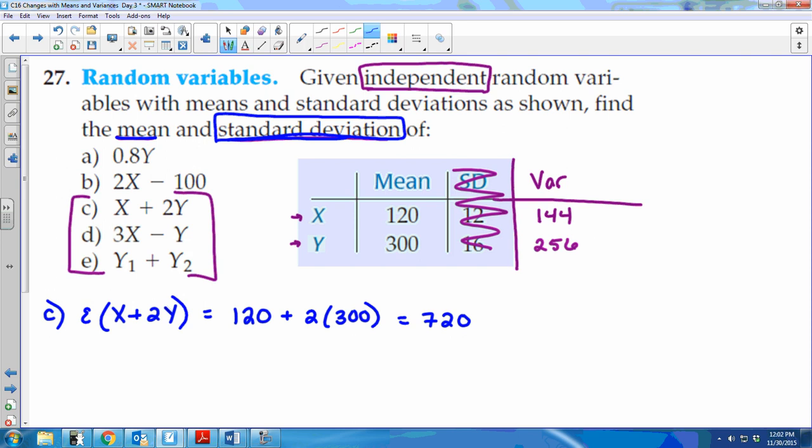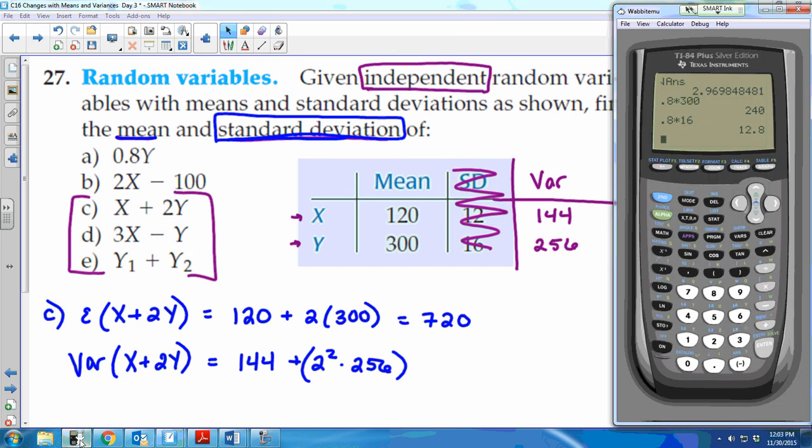But again, we can't combine standard deviation. So we'll have to do the variance of x plus 2y. So what's the variance of x? But then it says 2 times y. So we'll have to do 2 squared, we have to square that constant, times the variance of y, which was 256. So that's when that rule comes into play. When you're using variances, you're going to have to multiply by the square of that constant.